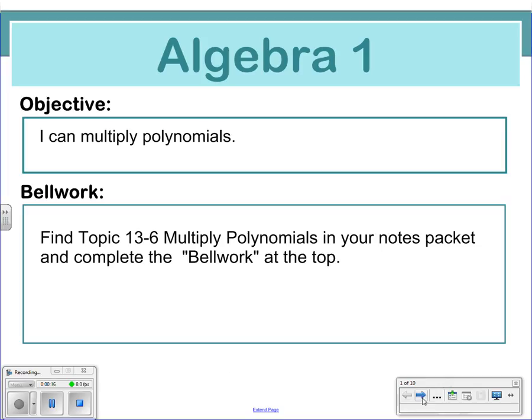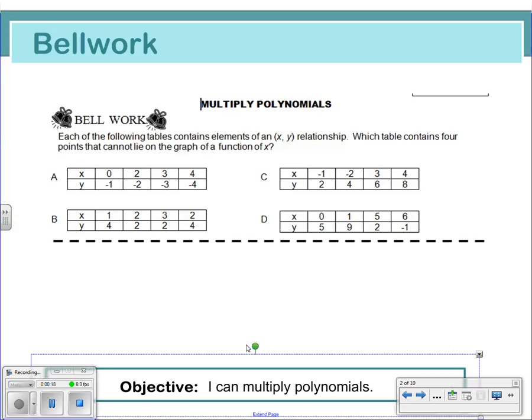bell work. Our bell work for today: each of the following tables contains an element of an x and y relationship. Which table contains 4 points that cannot lie on a graph of a function of x? So we need to be sure we are understanding what the question is being asked. It's asking for the table with 4 points that cannot lie on a graph of a function of x.